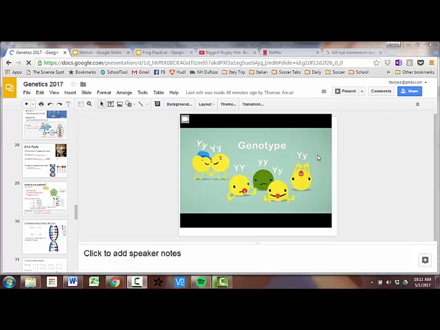Mendel and Punnett squares. And then we're going to move on to pedigrees.